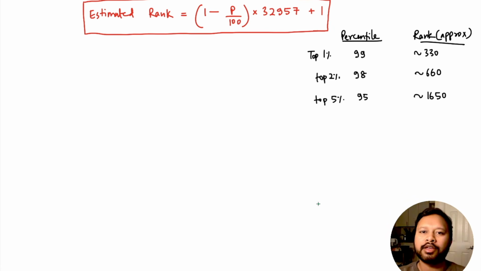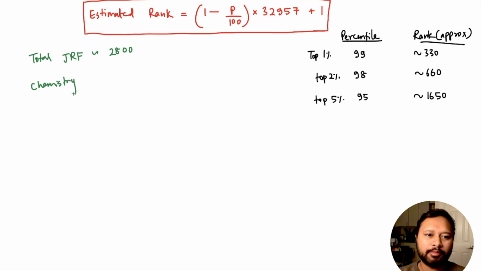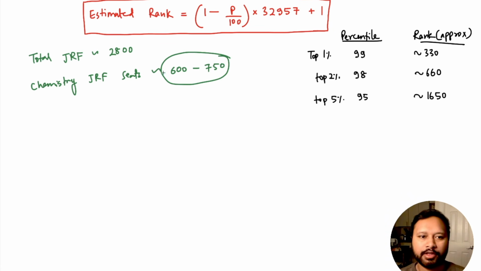If you apply that share to the seats we have, let's consider that the total JRF seats are, let's say, 2,800, or 3,000. Let's keep it at 2,800 just for a conservative approach. So 22% of it is for chemistry. I'm just making this according to statistics. CSIR does not mention it anywhere. So chemistry JRF seats come to anywhere around 600 to 750. These many seats we have for chemistry JRF.